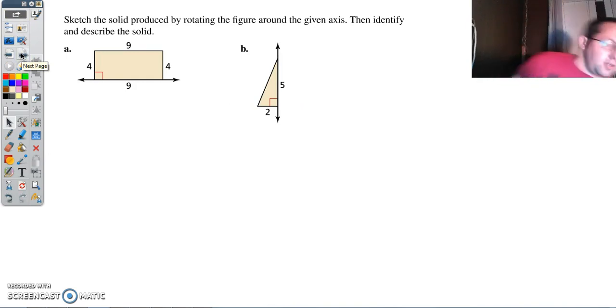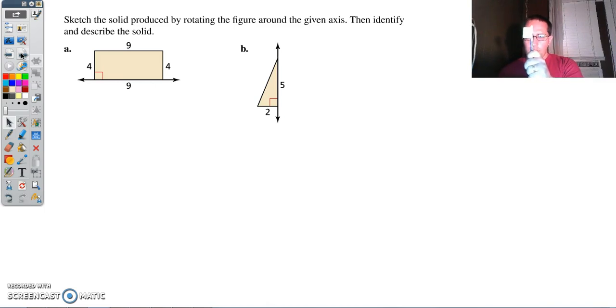We are going to talk about what happens if you have a solid that you produce by rotating a two-dimensional figure around an axis. Alright, so I have a square right here. Ignore the pencil, just look at the green square. Rectangle. What kind of shape do you get if you spin that rectangle around the pencil? Right? Well, you get another rectangle, right?